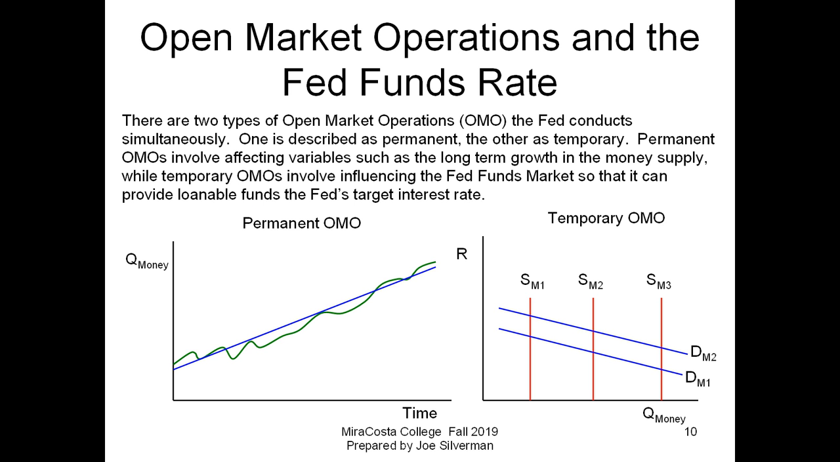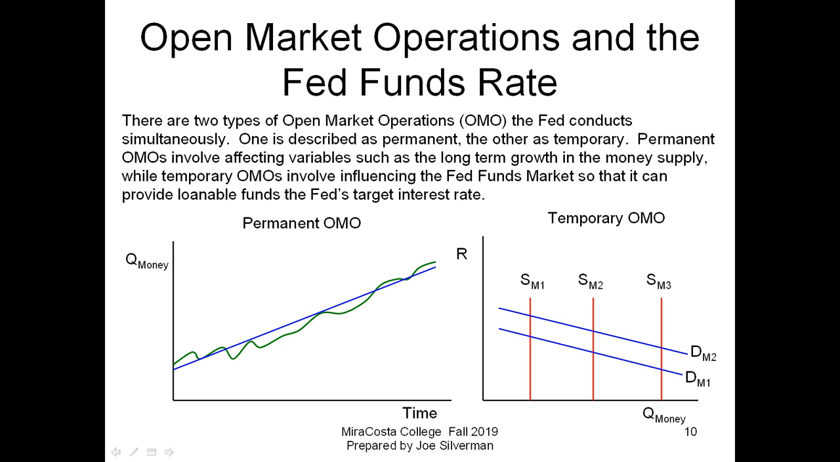And that's how they achieve their target rate. So let's talk a little bit about the difference between permanent open market operations and temporary open market operations. What we were just talking about now involves temporary open market operations. That's just basically the Fed adjusting the money supply so that they can achieve a certain target Fed funds rate. Permanent open market operations is another thing the Fed does, and that's slightly different. That involves supplying the economy with a sufficient amount of money, a sufficient amount of liquidity, so that the economy can grow at whatever its long-term rate of growth happens to be.